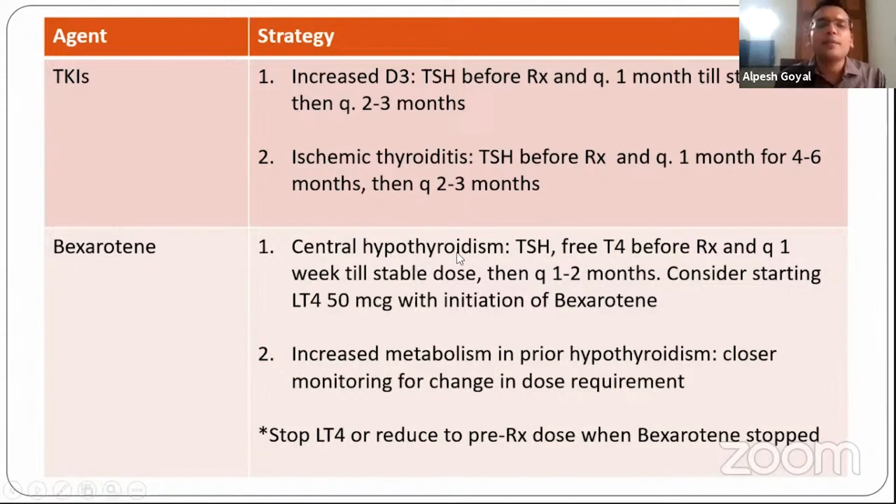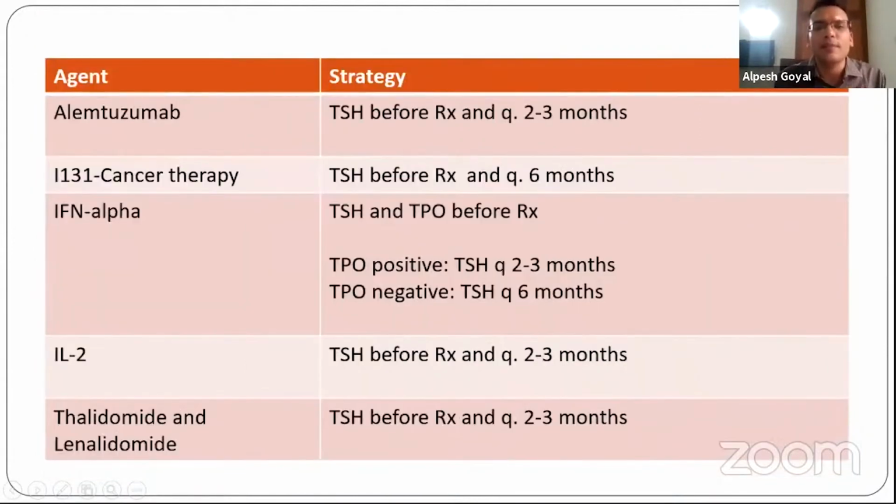For central hypothyroidism that can result from bexarotene, it's recommended that you consider starting thyroxine 50 micrograms with initiation of bexarotene itself, because the adverse event is seen so frequently. You monitor TSH and free T4 before treatment and every 1 week till you get a stable dose. In patients with prior hypothyroidism, you have to be more vigilant and monitor closely. It's important, and it's been mentioned, that you can stop levothyroxine or reduce to the pre-treatment dose when bexarotene is stopped, because the adverse event is known to be reversible.